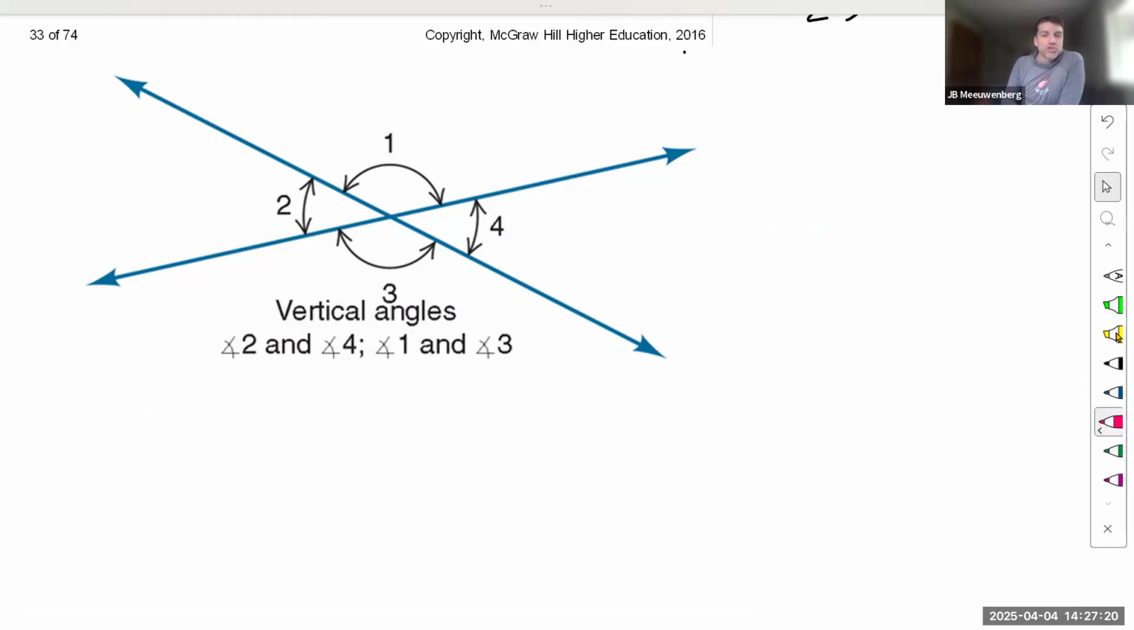What we have here are two intersecting lines, right? We have a line here and we have a line there. When we do that, we end up with four pairs of adjacent supplementary angles. 1 and 2 are adjacent and supplementary. 2 and 3 are adjacent and supplementary. 3 and 4 are, and so are 4 and 1.